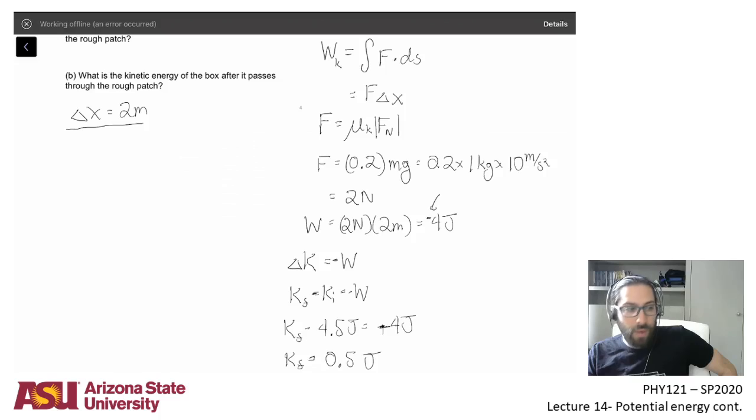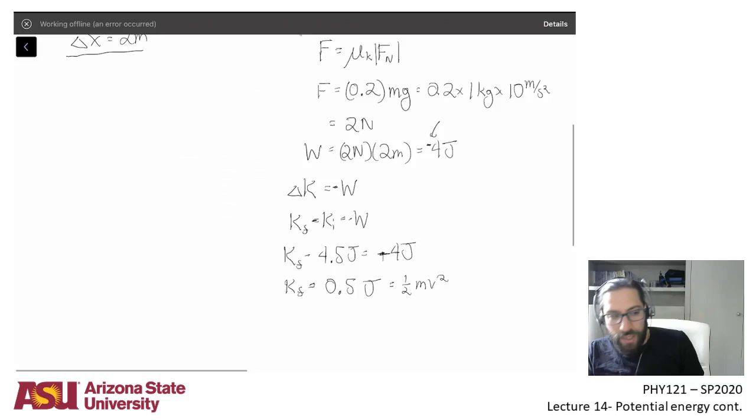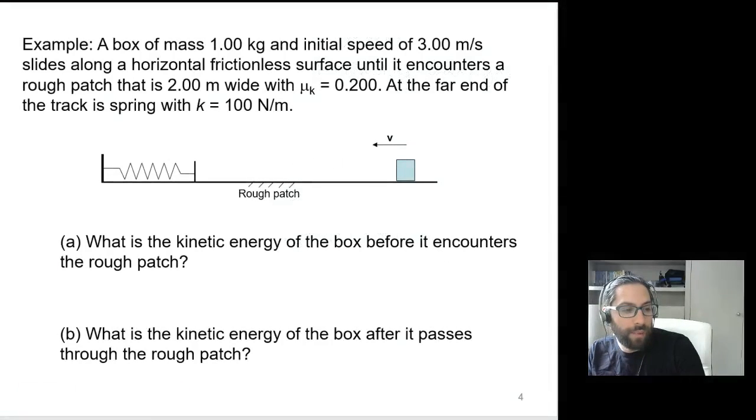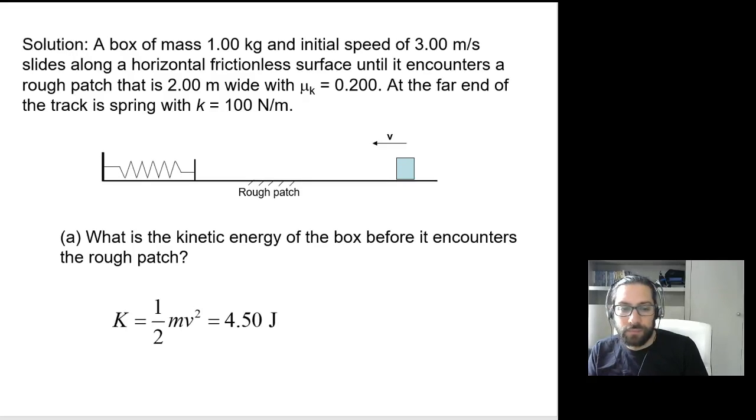And now, if we want, we can say, okay, this is 1/2 mv squared, right? And we can calculate the final speed before this thing hits the spring. Now, let's go to the second part of the problem. Okay, so we get this.